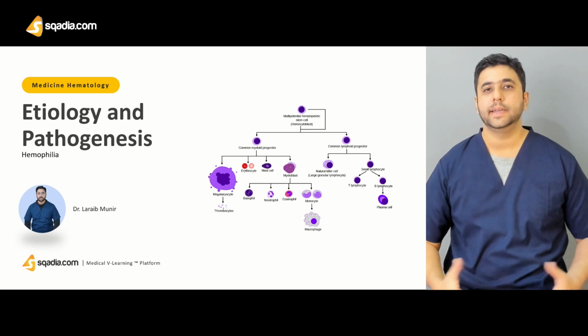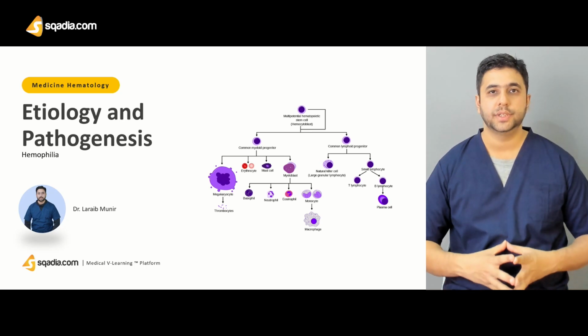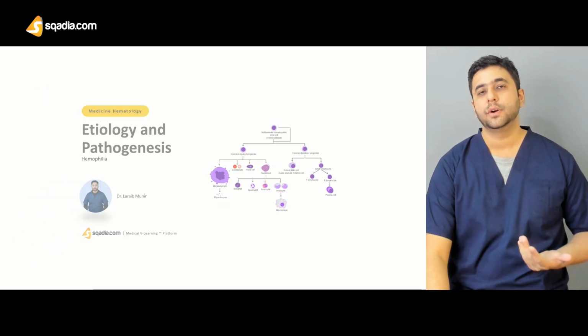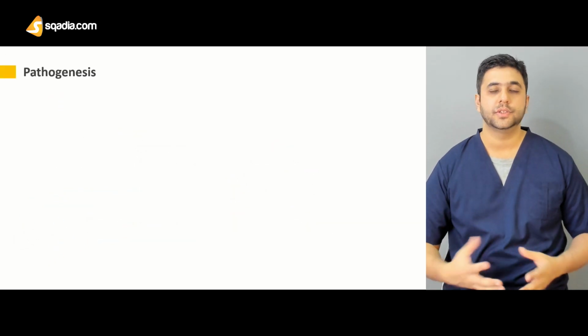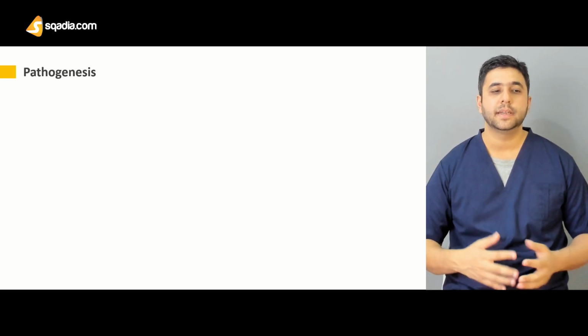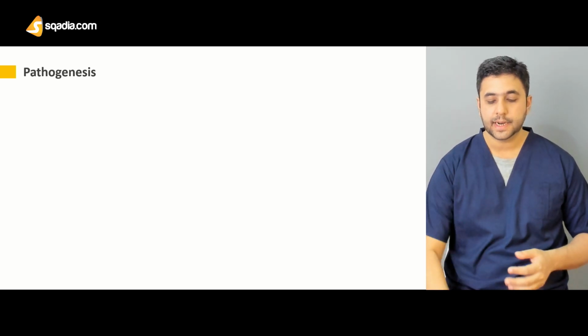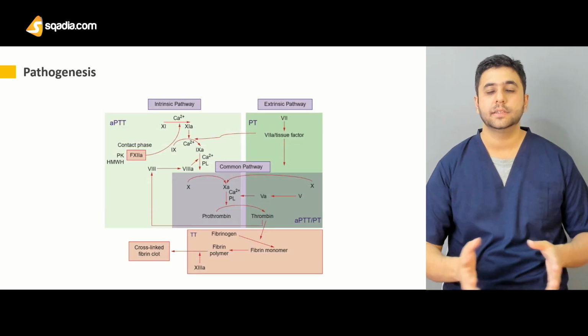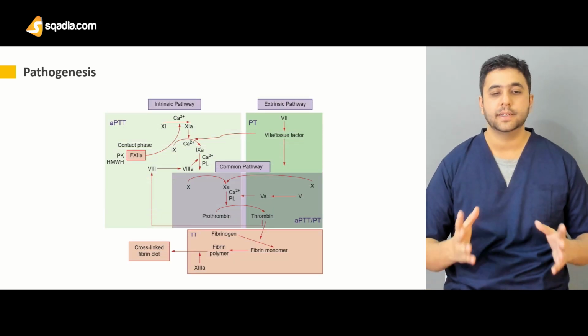Now let's talk in detail about the etiology and the pathogenesis. We touched on it briefly at the start of the lecture, in the basic introduction, that this is basically a coagulation disorder. To understand it further, we have to analyze it using the coagulation cascade in detail.